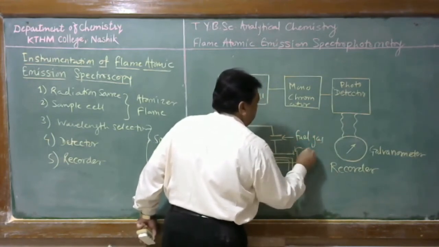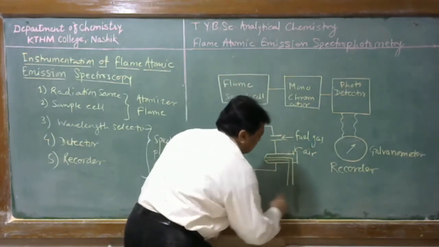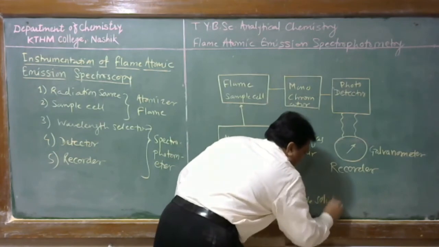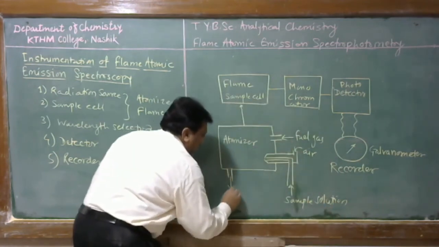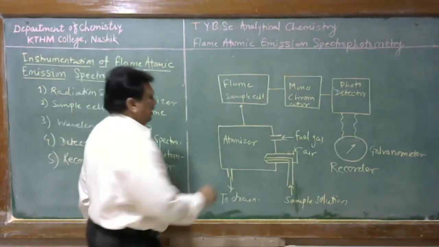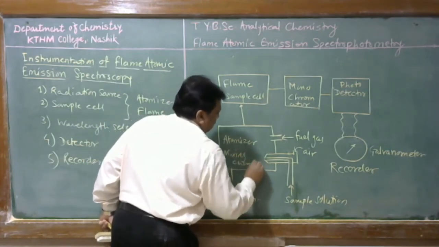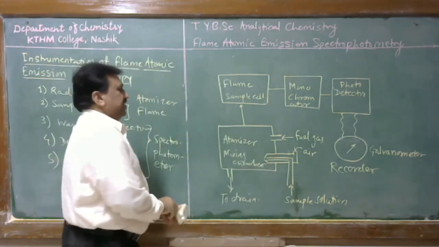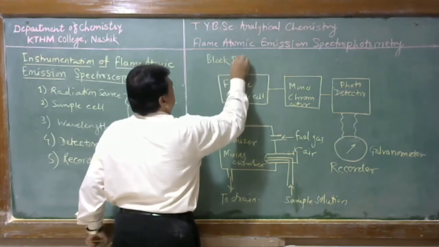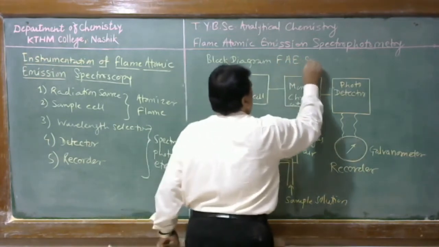Here this is an inlet for fuel gas. Then from this air is passed, and this is a capillary through which a sample solution is taken into the mixing chamber or into the atomizer, and here part of the sample is given out to the drain. This is the atomizer or mixing chamber of the atomizer. This is a block diagram of a flame atomic emission spectrophotometer.